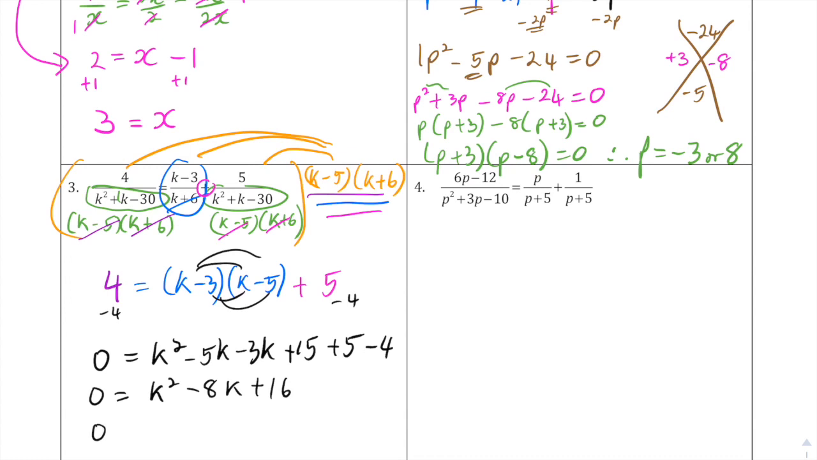I'm going to go ahead and factor those since we have a quadratic equation. What you might see is factors of 16 that can be added and subtracted to give us 8 are going to be 4 and 4. Both of them will be minus, and in this case we get k is equal to 4 or 4. No need to write that out twice.